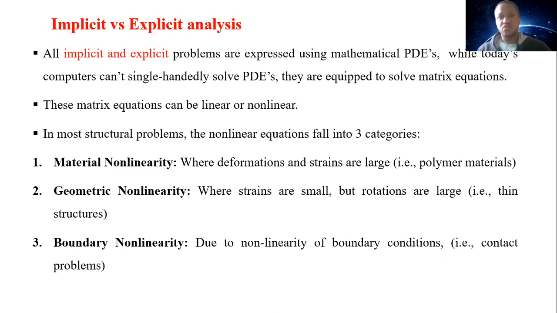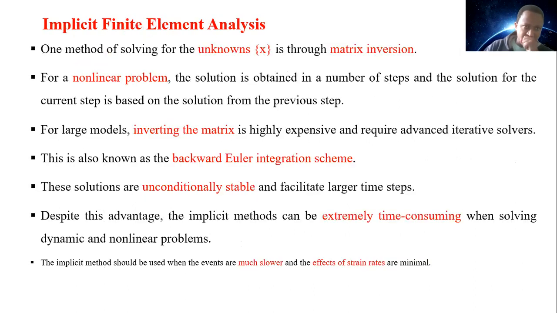When two or more surfaces are in contact, this problem will happen. So when we come to implicit finite element analysis, one method of solving for the unknown variables is through matrix inversion. For a nonlinear problem, the solution is obtained in a number of steps, and the solution for the current step is based on the solution from the previous step.